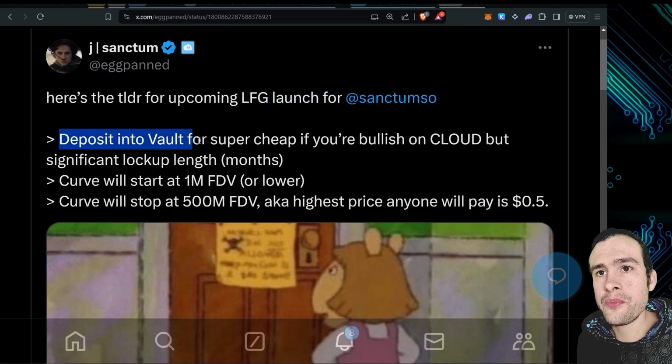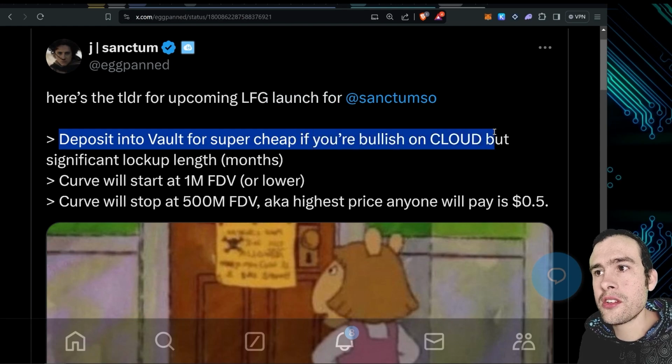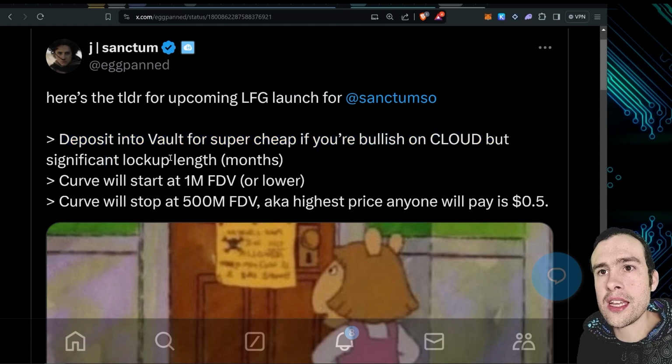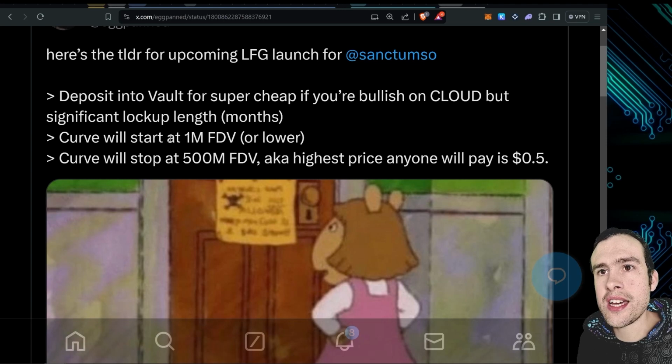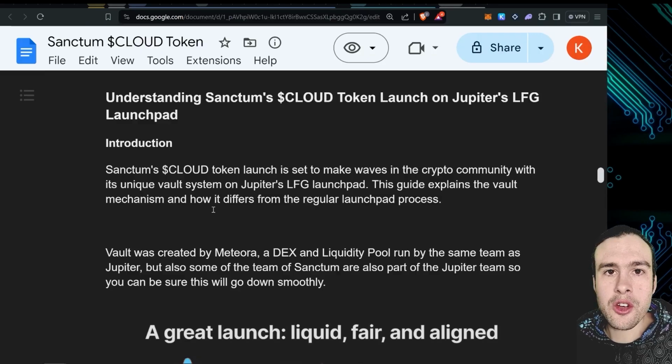So there's gonna be a vault. You can deposit in the vault for cheap cloud tokens, but the lockup will be months. The curve will start at 1 million FDV or lower. The curve will stop at 500 million FDV, which is a lot. The highest price anyone can pay is 50 cents. These are notes that I took from the call, and this also ties into the post.